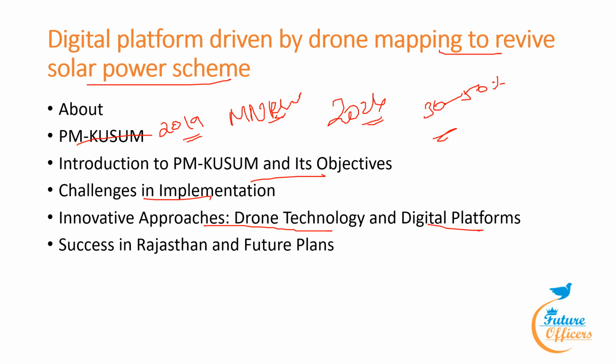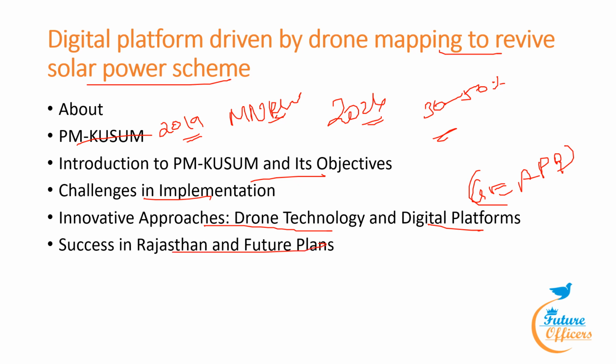The Global Energy Alliance for People and Planet, that is GEAPP, is collaborating with the Rajasthan government to develop a digital platform that uses drone technology to map land parcels, enhancing the efficiency of land identification for solar projects. Next, the digital approach allows real-time tracking of the scheme's progress, enabling prompt corrective actions and providing oversight critical for large-scale solar deployment. Now, what is the success in Rajasthan and future plans?